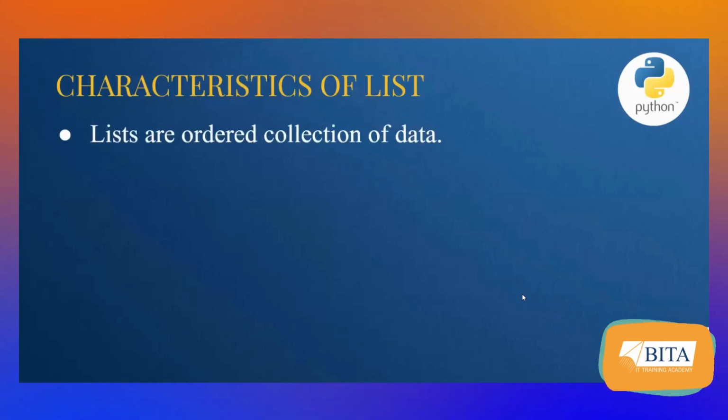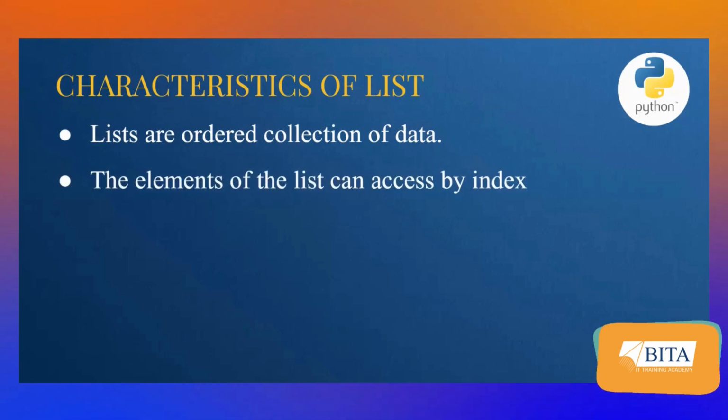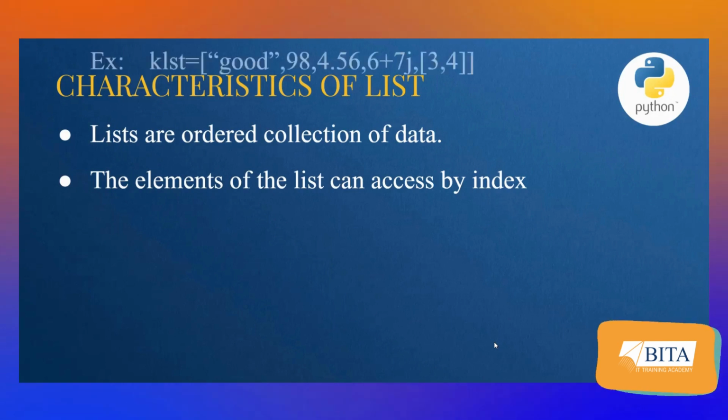We are going to discuss the characteristics of a list. Lists are an ordered collection of data. So how we store your data, in the same order only your data will be stored and retrieved from your location. That is an ordered collection of data. And the elements of the list can be accessed by index. If you want to retrieve your data from your location, you can get the data by using the indexing position. If you want to retrieve a single data, or a range, or get from negative indexing, everything is possible by using the indexing position.